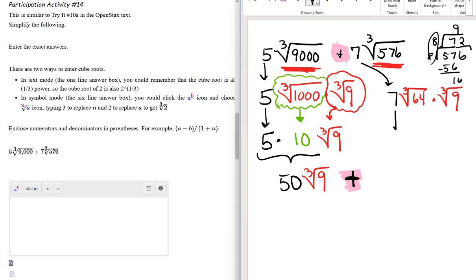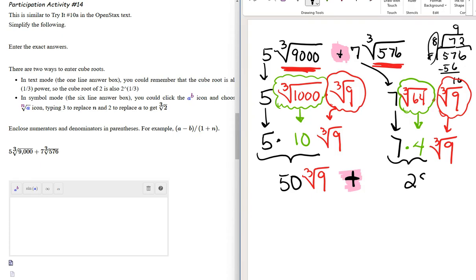And then, of course, this 7 is still there. I can take the cube root of 64. That is 4. Unfortunately, I cannot take the cube root of 9, so that stays as the cube root of 9. But my 7 times my 4 is 28 times the cube root of 9. And so now I have like radicals.